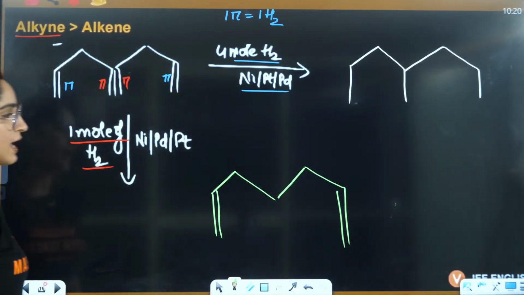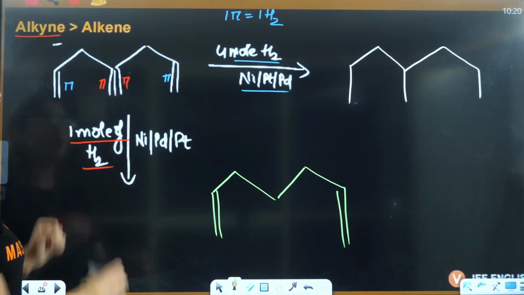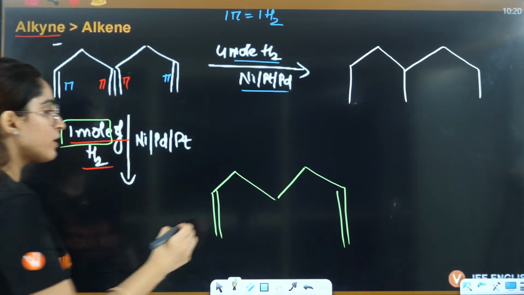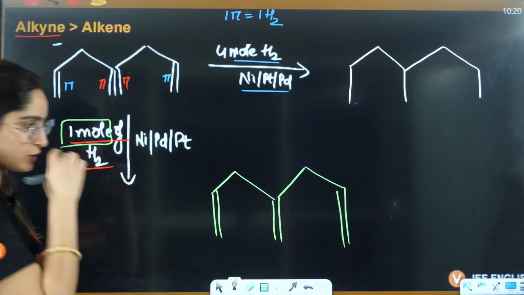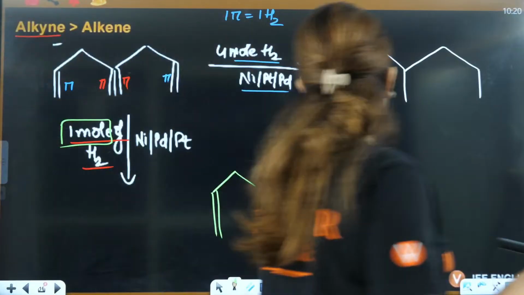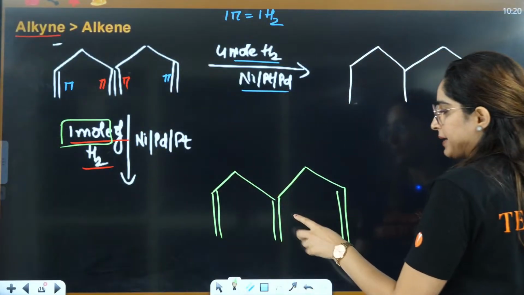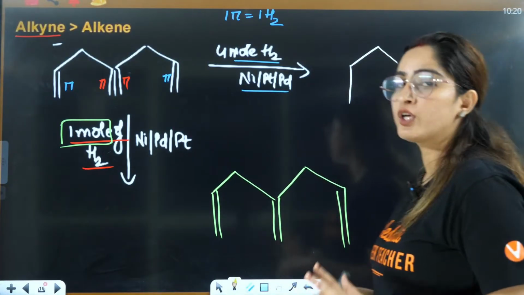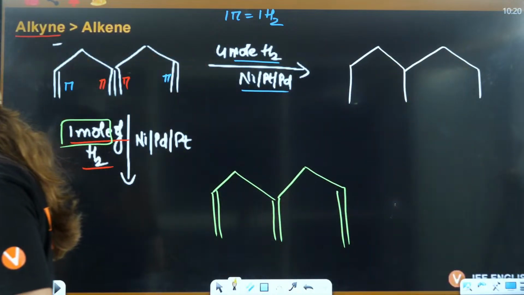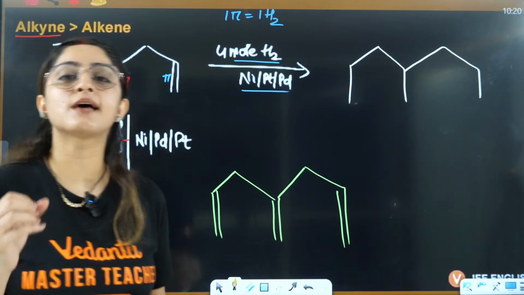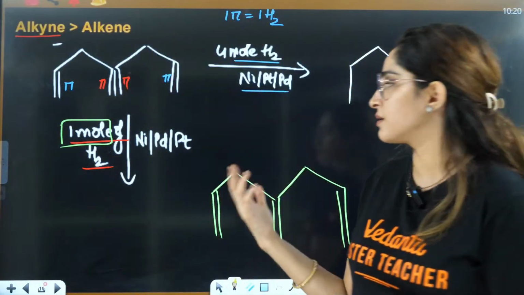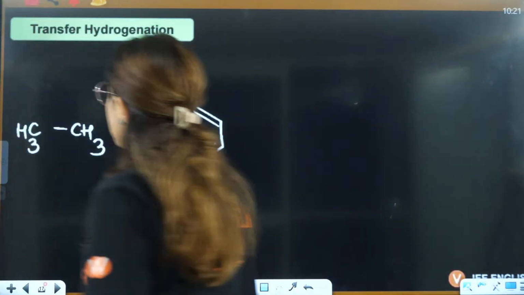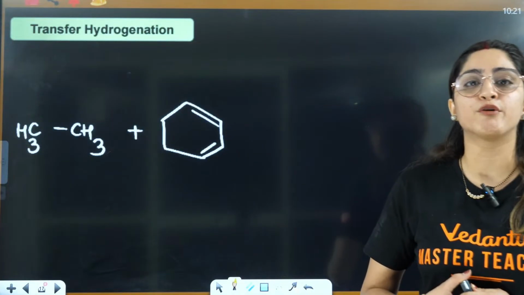This double bond will stay as it is because you have only 1 mole. Either it can choose this pi bond or this pi bond. So it will choose this pi bond, and here 1 pi bond will break out of the 2 pi bonds we had, and you will have a double bond here as well. And that's how you will have your answer. So always remember that alkyne is hydrogenated faster as compared to alkene. Okay everybody, next is transfer hydrogenation.